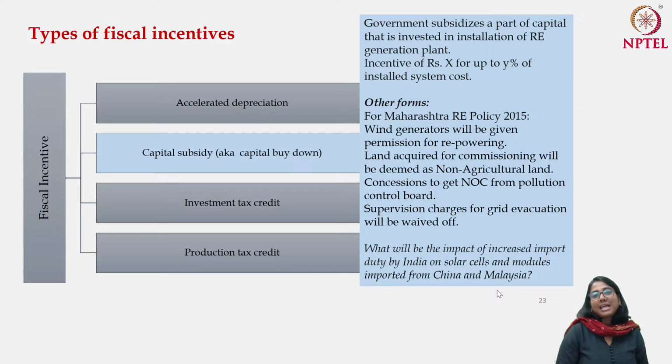Now it doesn't always have to come in the form of subsidizing the capital if the government wants to motivate people to go for the investment in renewables. Although we are talking about fiscal incentives which have to do with tax and subsidy, there can be other forms of incentives as well. For example, if you go back to the Maharashtra renewable energy policy documented in 2015, you will see that the wind generators, other than this capital subsidy, were given a lot of facilities when they started their investment. So it was said that the wind generators will be given permission for repowering.